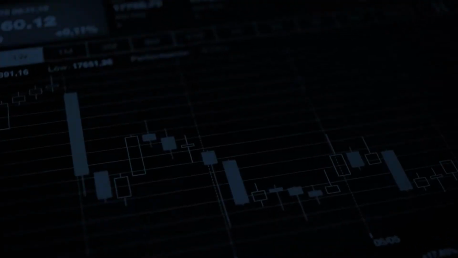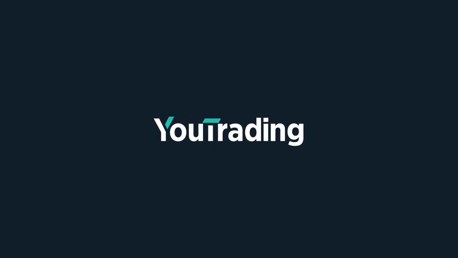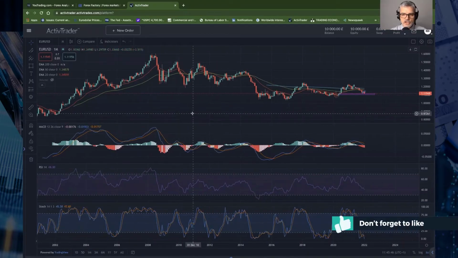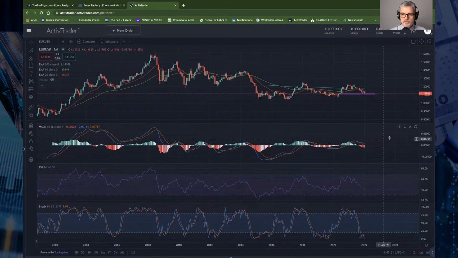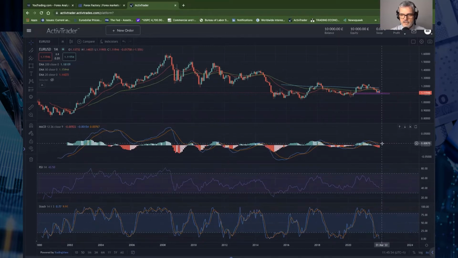Today we're taking a look at the euro versus the US dollar. This is a monthly chart of the euro versus US dollar, and I've also put on three oscillators: the MACD, the RSI and the stochastic, just to see what they are indicating currently.